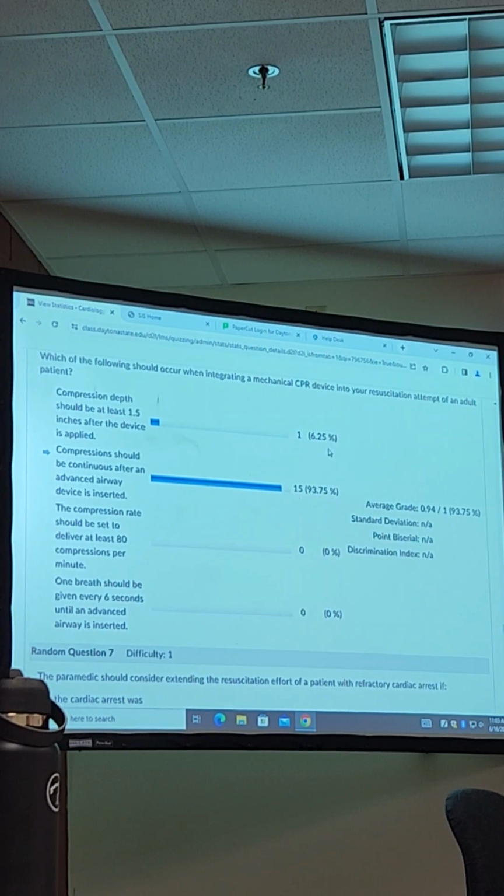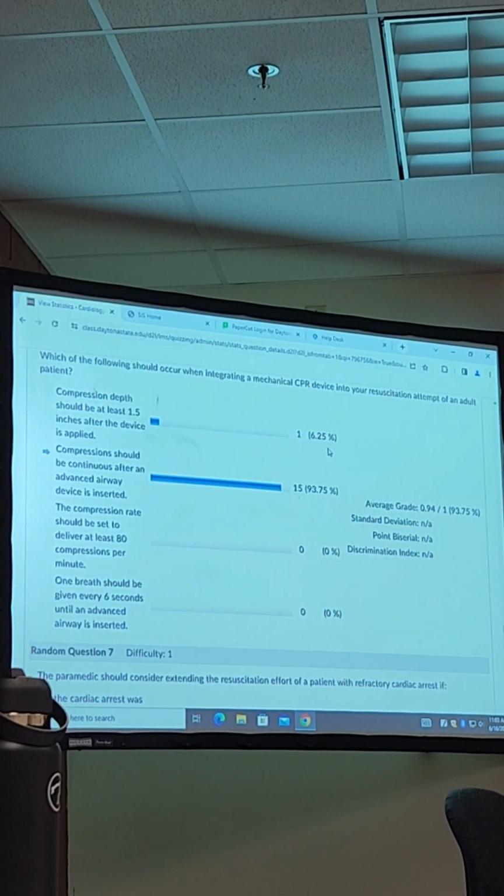What should occur when integrating mechanical devices into your resuscitation? Compressions should be continuous after an advanced airway device is inserted. Even if you're using one of these Lucas devices, AutoPulse, or mechanical CPR devices, they have two settings. Once you get an advanced airway, you just hit the button and switch to continuous.